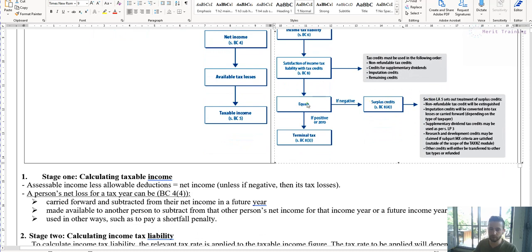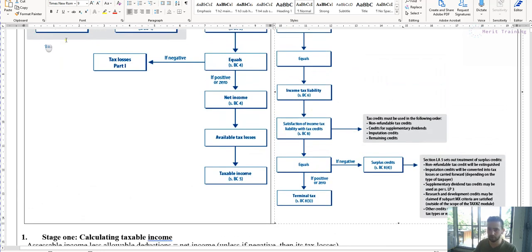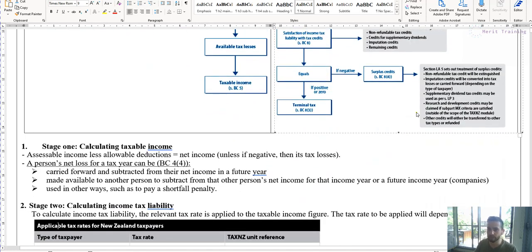And of course, you might have more credits than you actually need to pay tax. Maybe you've got a lot of deductions and that's reduced the tax payable, but you have all these credits for whatever reason: dividends or imputation or remaining credits or supplementary dividends or non-refundable tax credits. Whatever reason, you've got extra credits. What do you do when you have those excess credits?